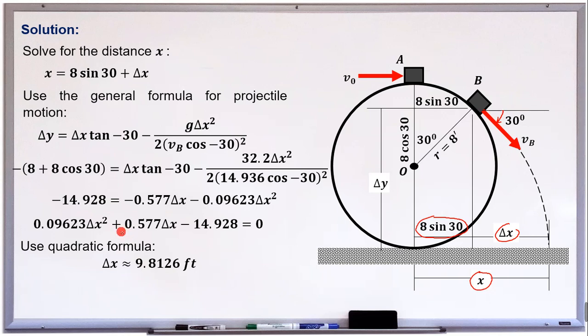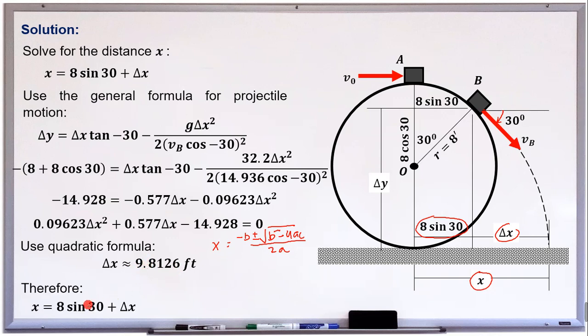So if you're going to input this one in your calculator or using the quadratic formula, negative b plus or minus square root of b squared minus 4ac all over 2a, you will arrive at one of its roots. So consider only the positive root, which is roughly equal to 9.8126 feet. So this is the value of our delta x, or the range of our projectile.